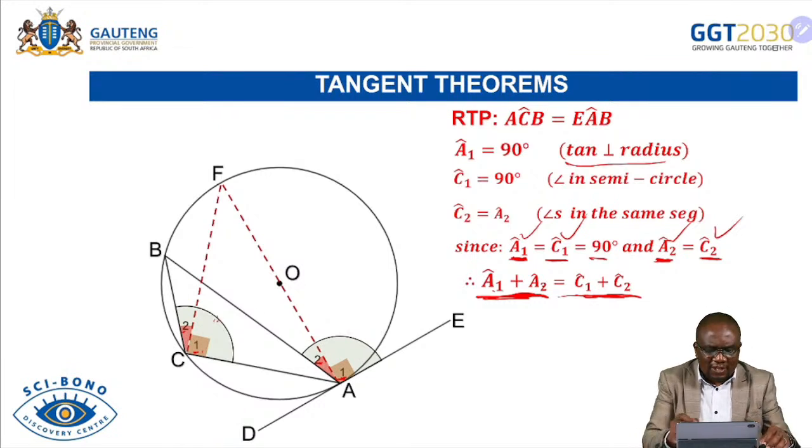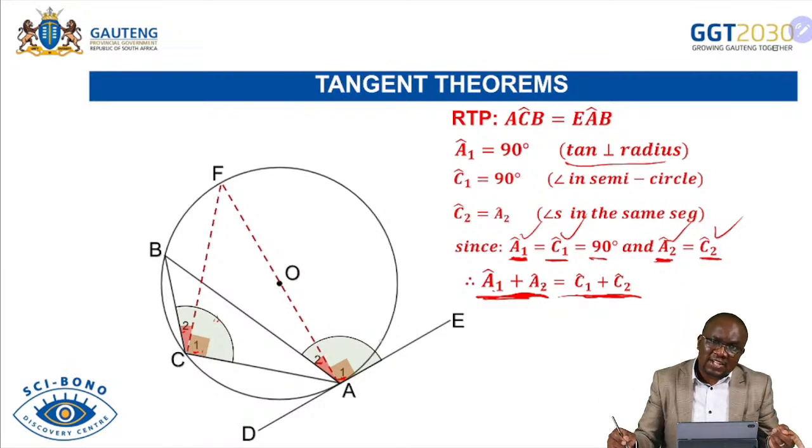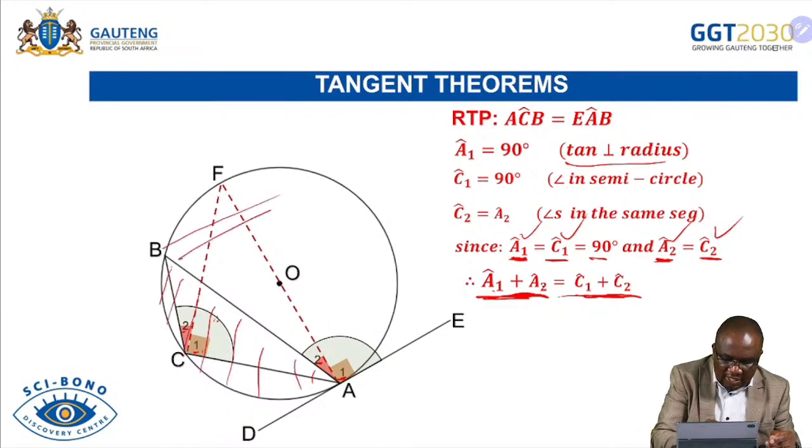So do you see that? An angle between the tangent and the chord is equal to the angle subtended by that chord in the alternate segment. The alternate segment is not always the bigger segment. No. It can be the minor segment. In this case, this is our minor segment. You see that? This is the other segment.